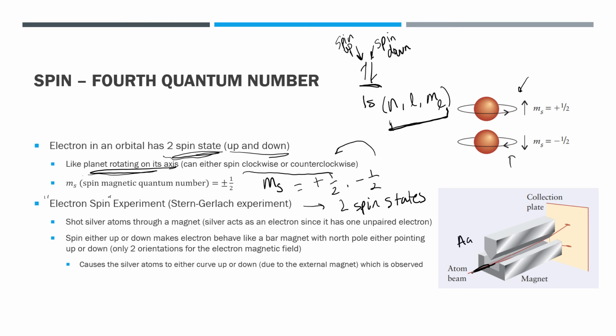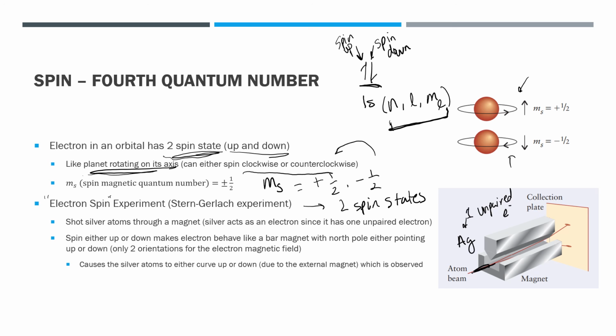Why did we shoot silver atoms through a magnet? Silver has 1 unpaired electron. All the other paired electrons in silver are kind of inert. They're paired, they're happy. But this 1 unpaired electron basically acts like an electron. So silver, in this case, acts like just an electron because all the other paired electrons don't really do anything. That's why they use silver, so we can simulate the experiment of it just being an electron.